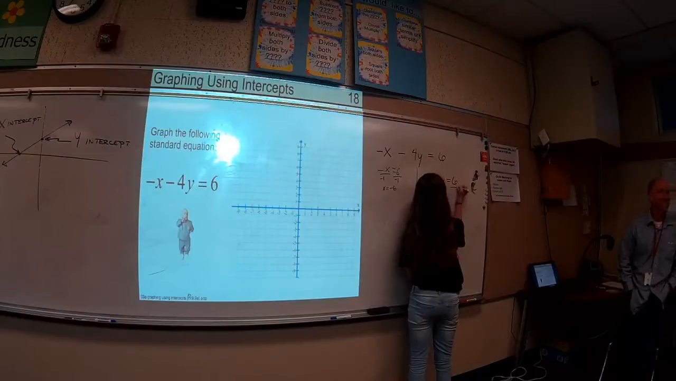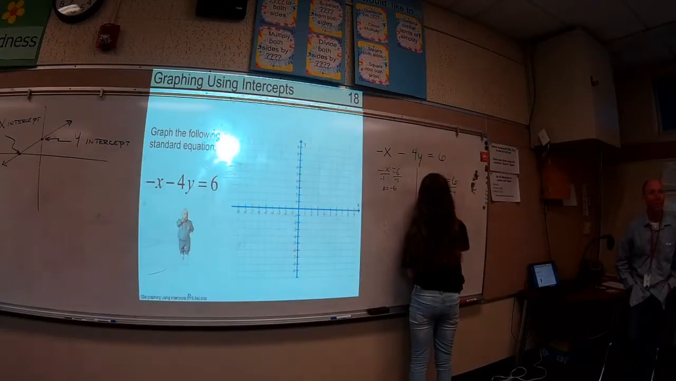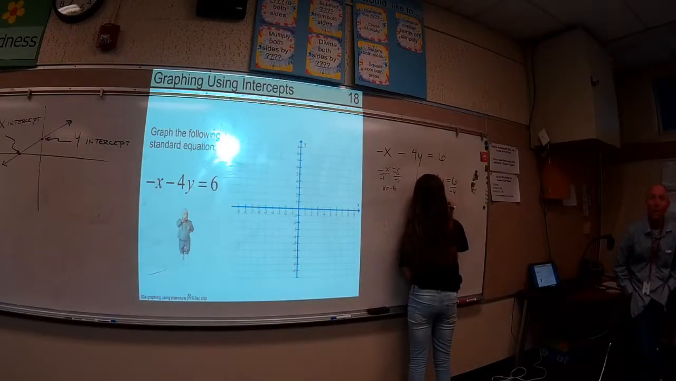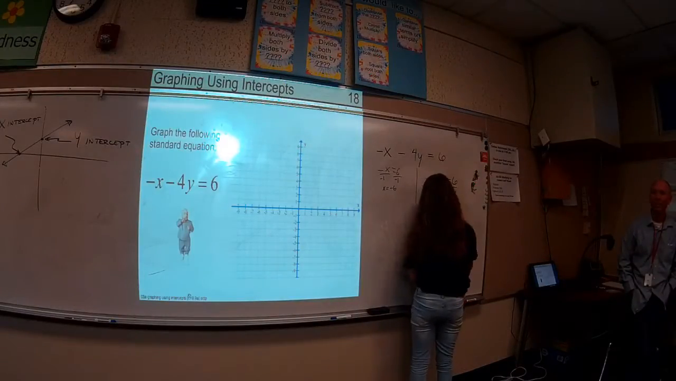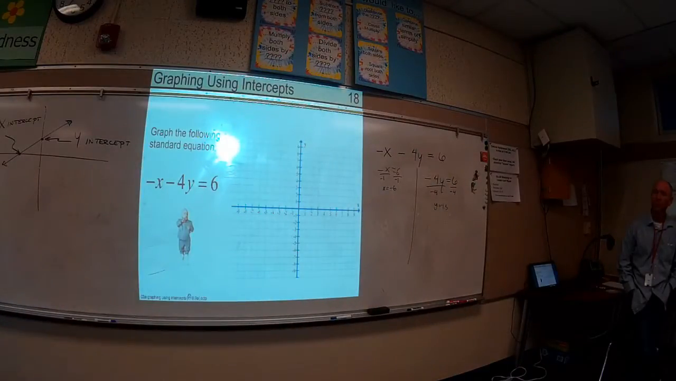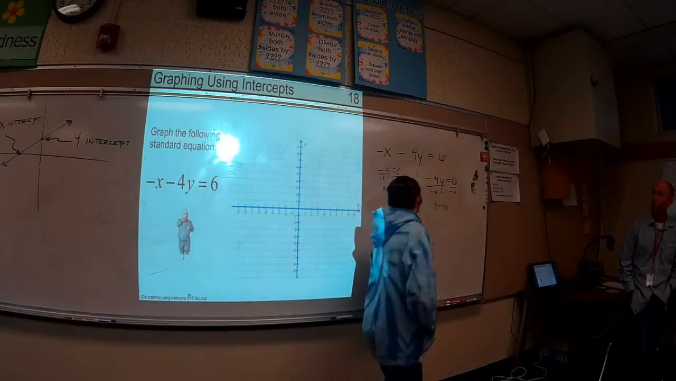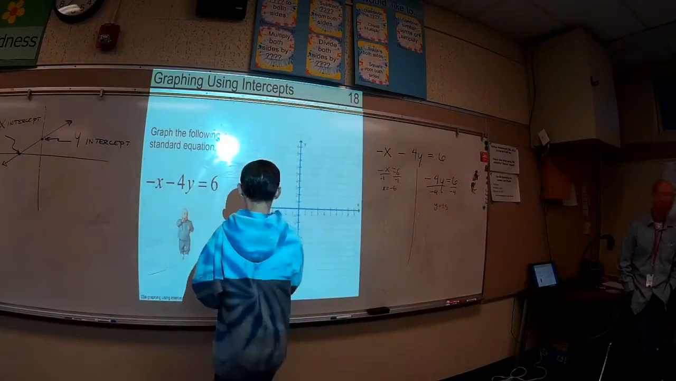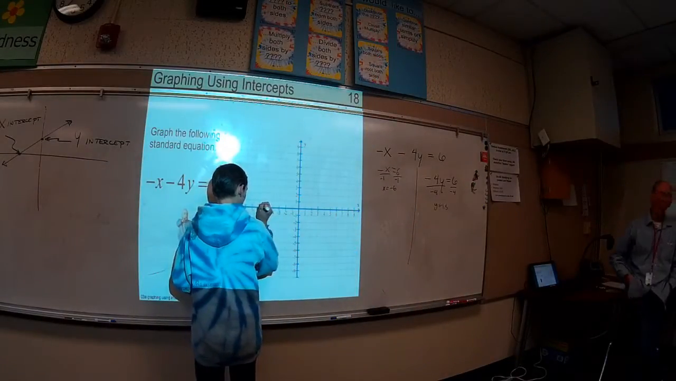What is she doing to the second equation? Bryn, what's she doing to the second equation? Dividing both sides by -4, that gives her -1.5. Riley, come up and plot the 2 intercepts. Yes, sir. -1 1/3? No, it would be -1 1/2 or -1.5.